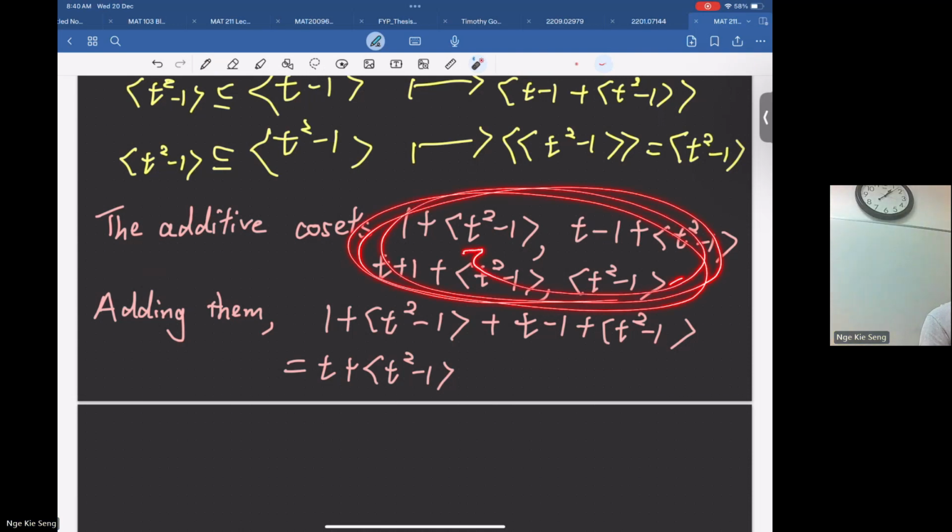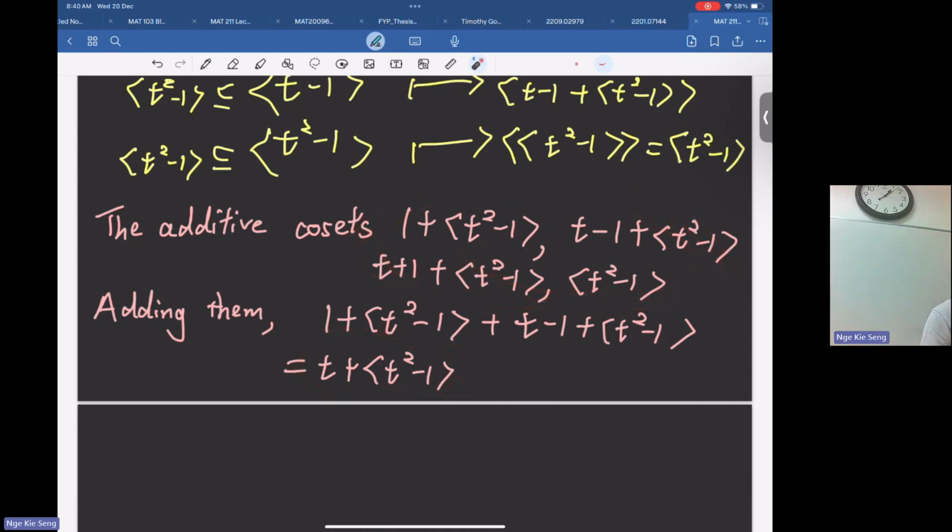Actually, t plus t squared minus 1 is a new coset. You cannot generate it using the other 4 cosets here. They belong to different cosets. Okay, yeah.